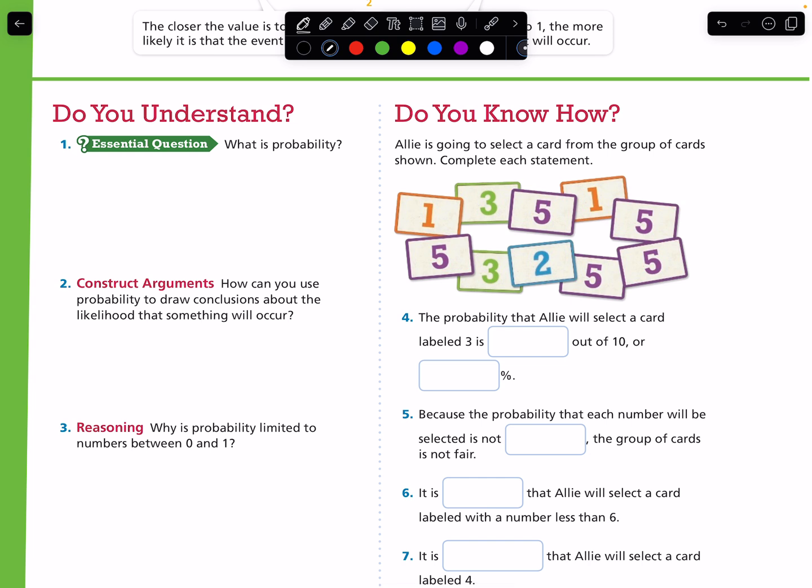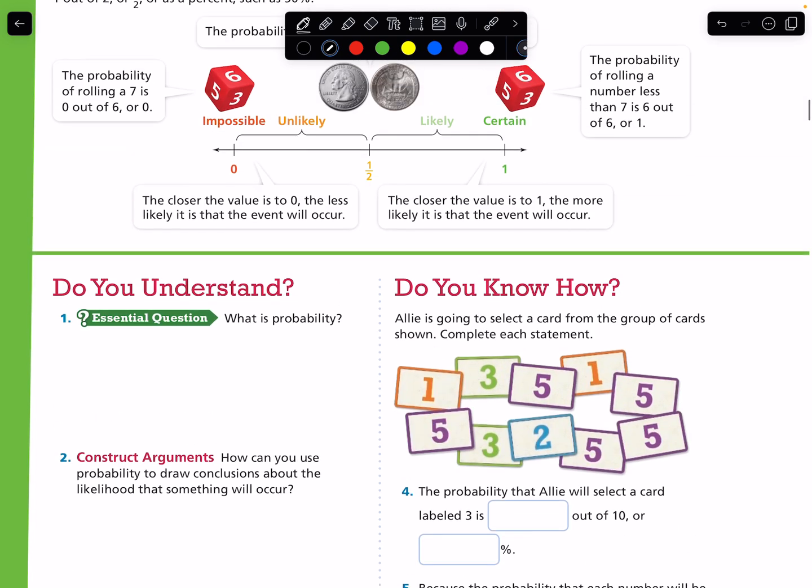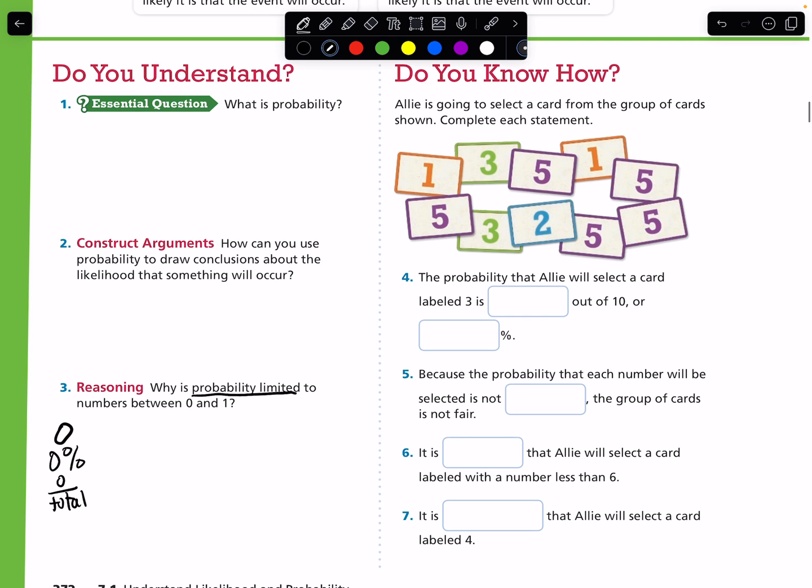Okay, we're gonna do a couple of these together so that we can refer back to it. The first thing I want to think about is, why is probability limited to the numbers between 0 and 1? The big picture is, it's because 0 is 0%. It is also 0 over the total. So if there's 0, what did they call it? They called it impossible.